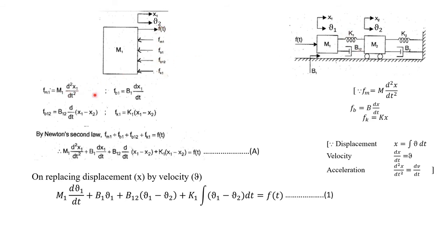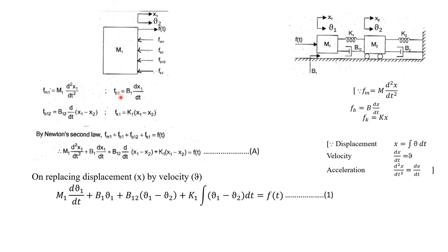Then we know the formula for all the opposing forces. No need to write the formula for the applied force, that's an input signal, isn't it? Now we are going to write the formula for all the opposing forces. What is Fm1? That we know, capital M1 into d square x1 divided by dt square. See here, this is the formula. This we studied already. Here the output displacement will be x1, that's why we are representing it as m1 into d square x1 by dt square. Understood? Then what about FB1?